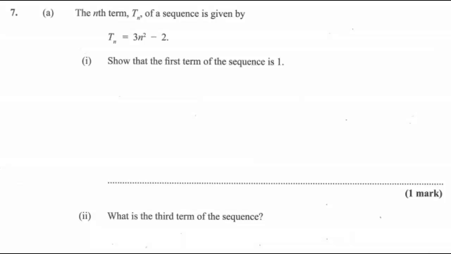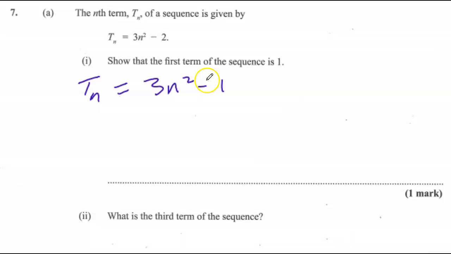The n-th term, denoted by t subscript n, is equal to 3n squared minus 2. Show that the first term of the sequence is 1. So the n-th term's rule to find the n-th term is 3n squared minus 2. Show that the first term of the sequence is 1.